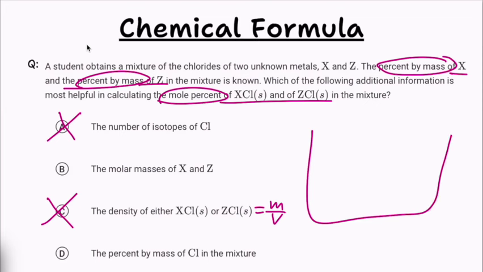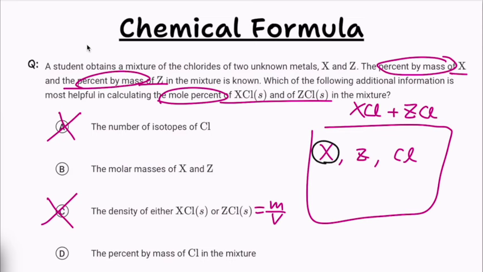So this is the mixture of XCl and then the ZCl. So it actually means that in this mixture, you have 3 elements, X and Z and Cl. This means when you know the mass percent of X and mass percent of Z, the mass percent of chlorine will be pretty obvious. It will be 100% minus the mass percent of X and Z.